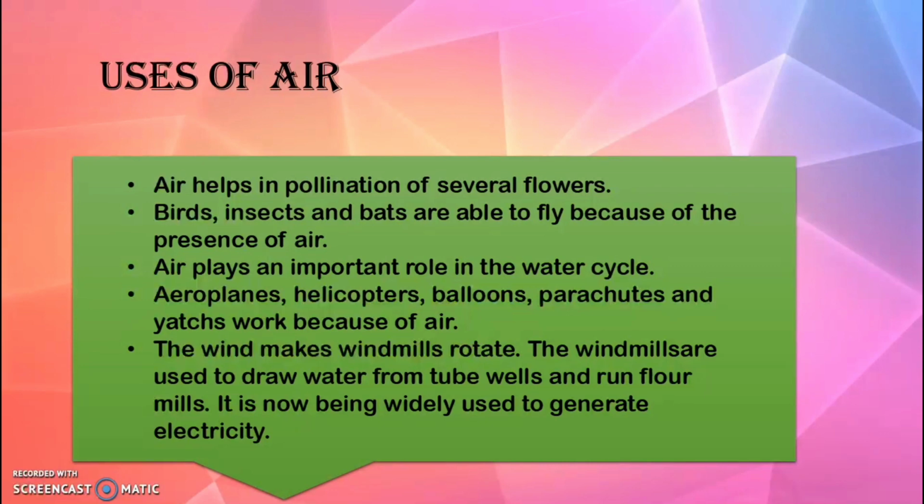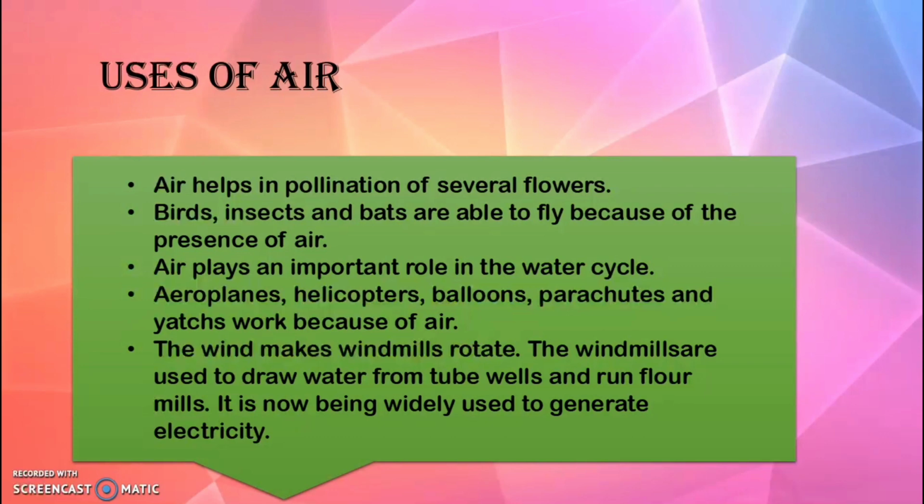Summary: Air is found everywhere. We cannot see air, but we can feel it. Air in motion is called wind. Air occupies space. Air is present in water and soil. Air is a mixture of nitrogen, oxygen, carbon dioxide, water vapor, and a few other gases. Some dust particles may also be present in it.